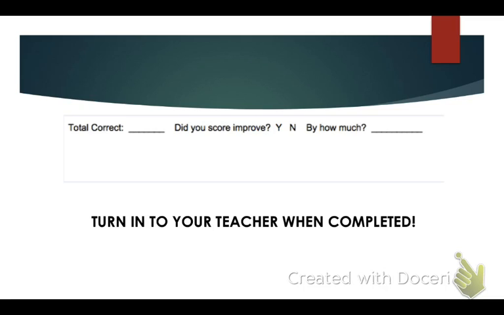Go ahead and add up the total correct. Did your score improve from your first sprint? And by how much?